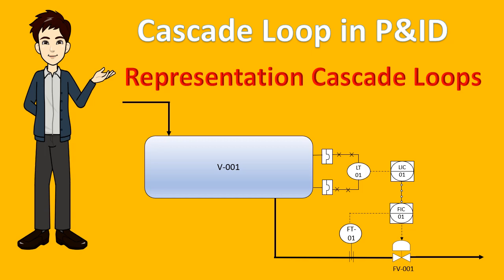In this particular lecture, we are going to discuss the cascade loop and how the cascade loop is represented in the P&ID. We'll be taking an industrial example and show you how this is really done in the industry. We'll be taking an example of a level flow loop and another temperature flow loop and explain in detail how the cascade control really works and how it is really shown in the P&ID. Let's begin.